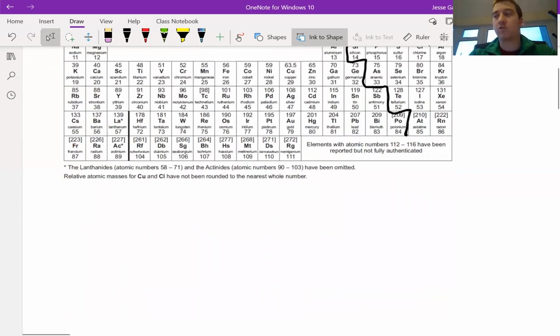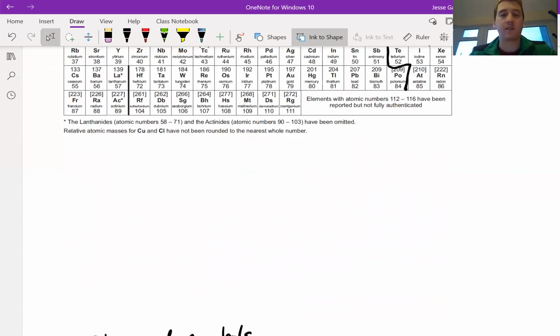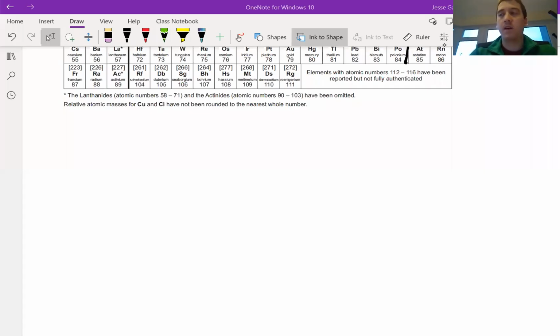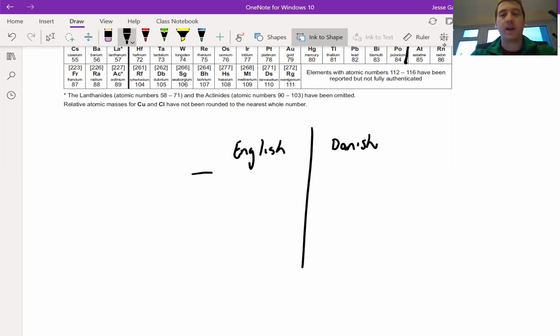But I want to introduce you to a problem that we have as a scientific community. The problem is language. Compare the English language, which is very commonly spoken, with the Danish language. Now, it's not as commonly spoken, but it's still an important language in some parts of the world. If we compare the names of some of the elements, take, for example, carbon.